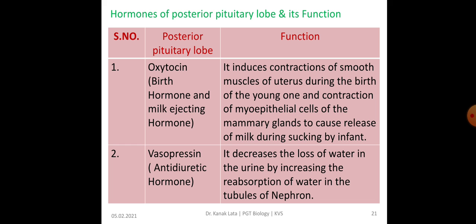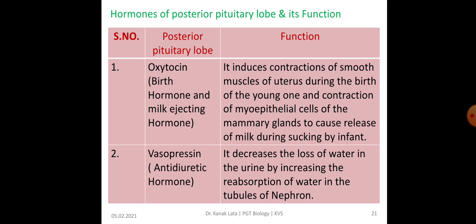Now it is about hormones of the posterior lobe and their function. It secretes two hormones. First is oxytocin, also called birth hormone and milk ejecting hormone. The function of this oxytocin is that it induces contractions of smooth muscles of the uterus during the birth of the young one and contraction of myoepithelial cells of the mammary gland to cause release of milk during sucking by the infant.